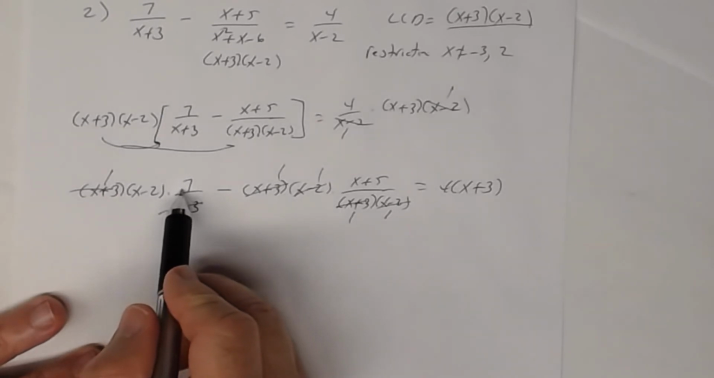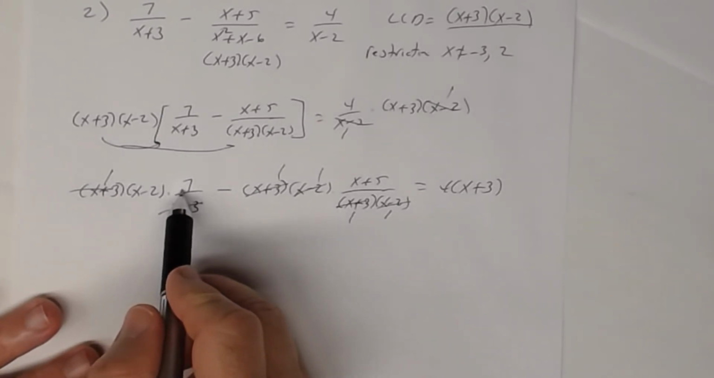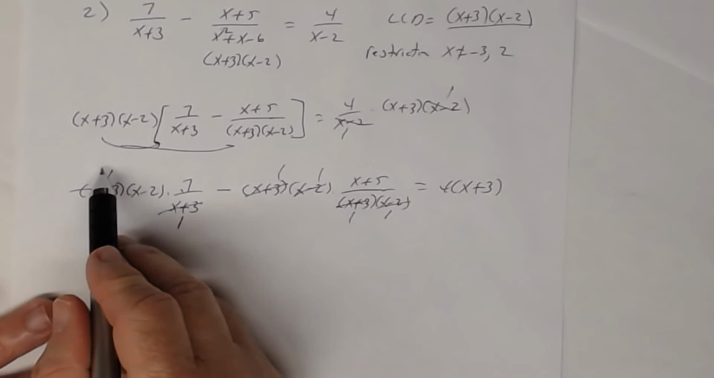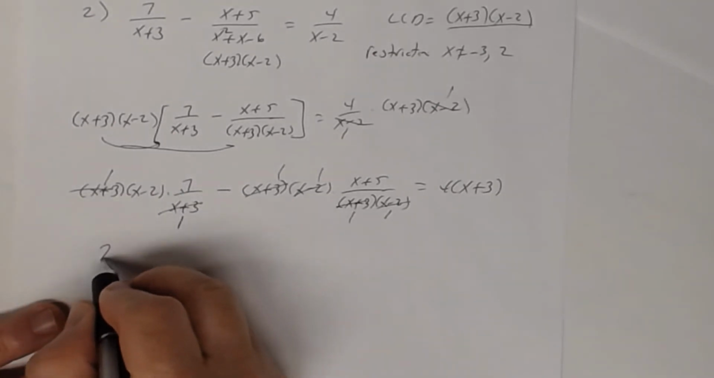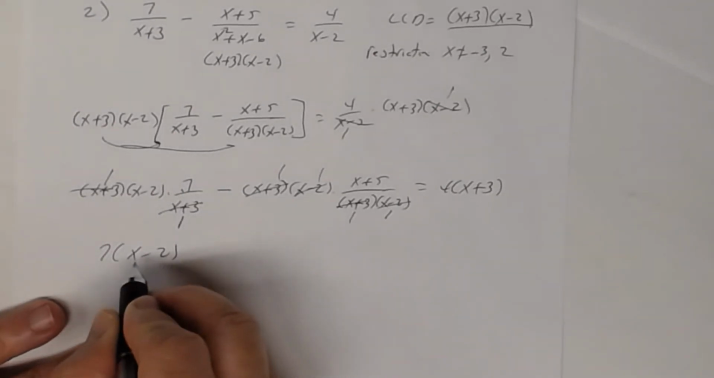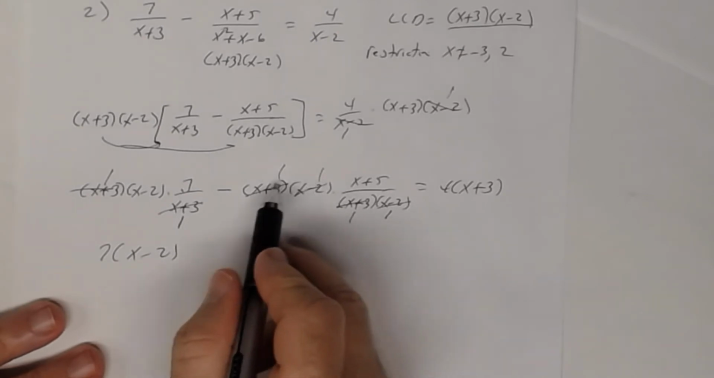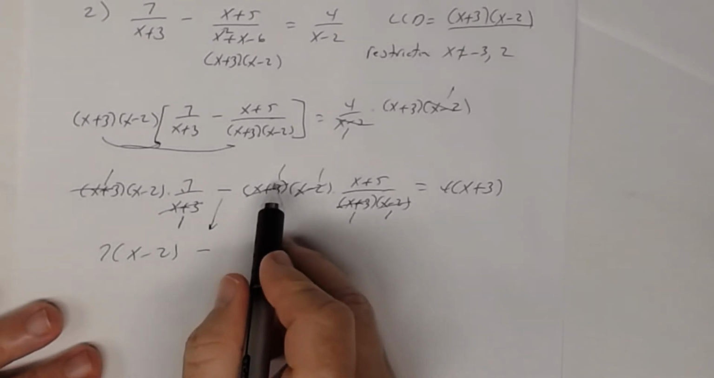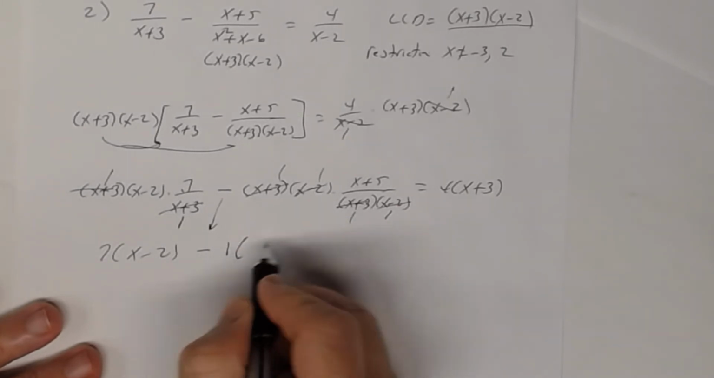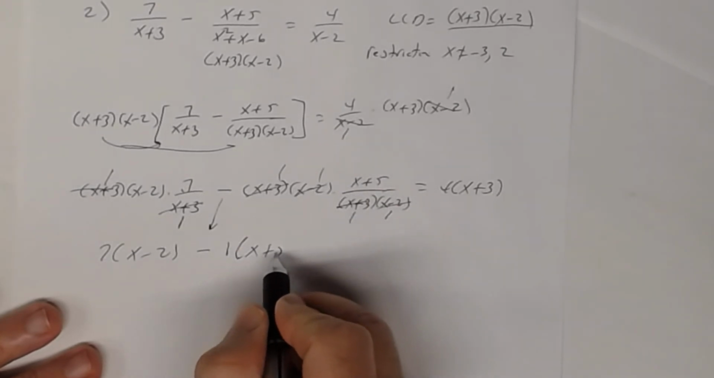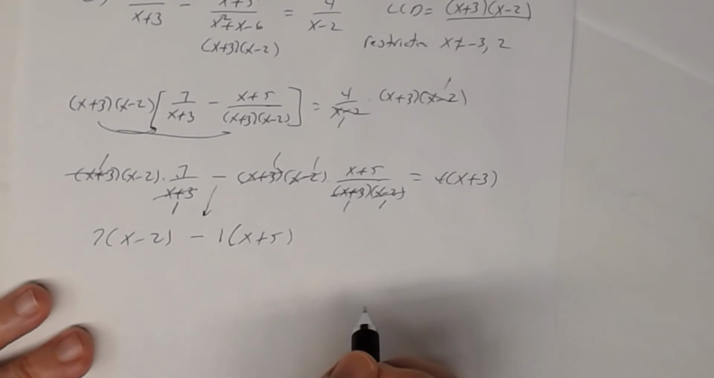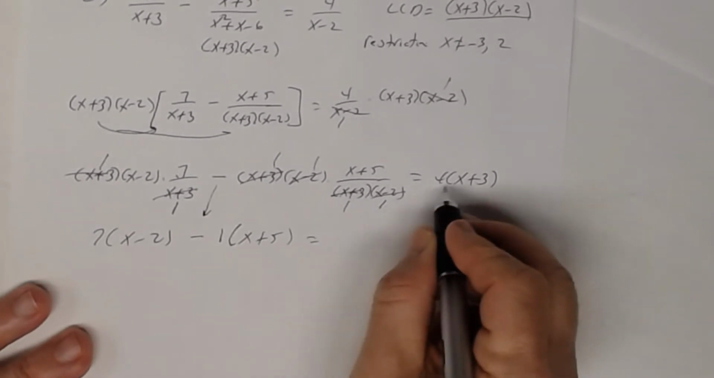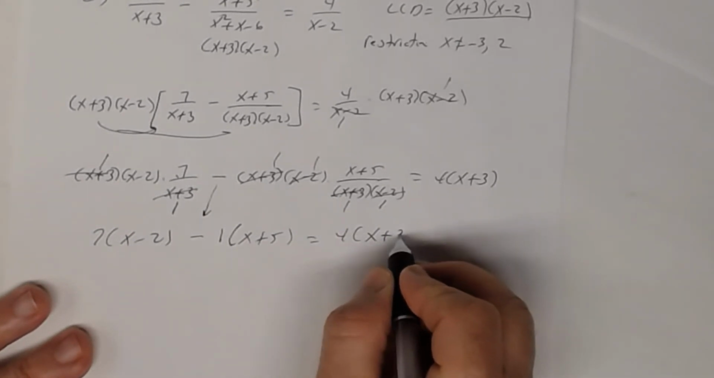So remember, multiplication is commutative. The order in which you multiply does not matter. So I can say 1 times 7 is 7, and then 7 times x minus 2. Parentheses are important. Now be careful here, because you're subtracting, it's a good idea to say 1 times 1 is 1, and that has to be multiplied by x plus 5. Put that in parentheses. Parentheses are important. Equal, and then 4 times x plus 3.